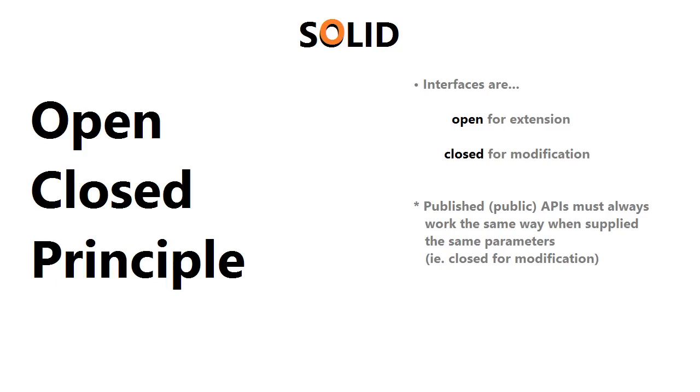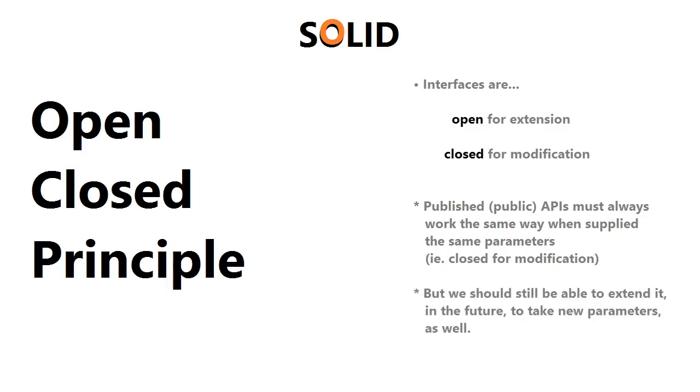That's the idea. Otherwise, you have to do a major version change on your interface, 2.0 to 3.0 kind of thing, and then maintain two separate major versions of a backend or whatever, and that's just not ideal. So the less that happens, the better. But we still should be able to extend it in the future to take new parameters as well. Being closed for modification doesn't mean that it can't evolve over time. We just need to think about how we're designing it so that it can evolve over time.